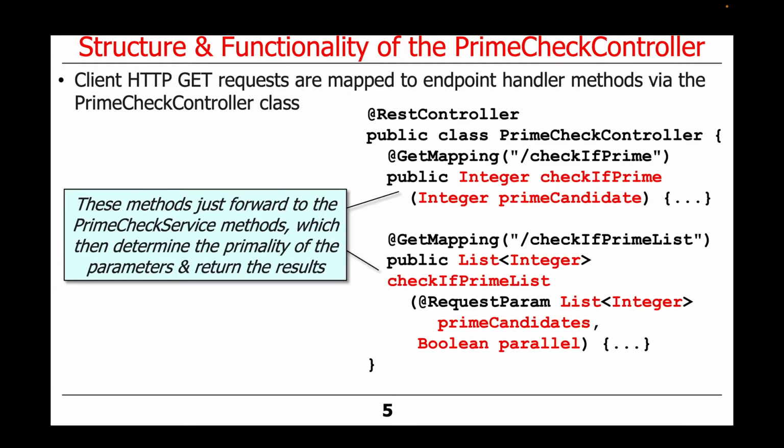There's a couple of methods defined here, and these methods simply forward to the underlying PrimeCheckService methods, which actually do the work of determining the primality of the parameters passed and then helping to return the results back to the client. As you can see, these methods are just good old Java methods. They have Java parameters like integers and lists of integers and Booleans and so on. And so they look very similar to what you'd expect if you're writing code, with a few key exceptions.